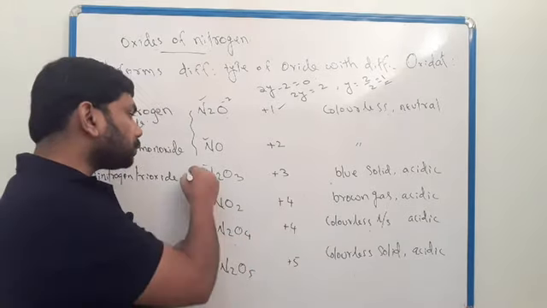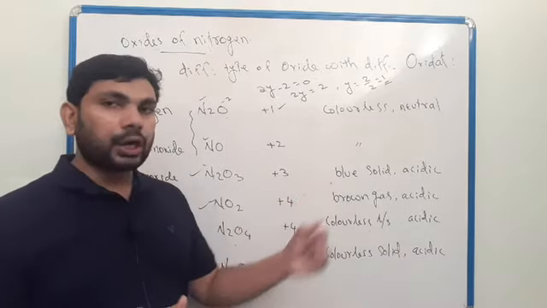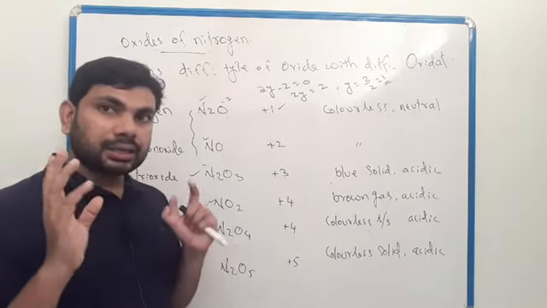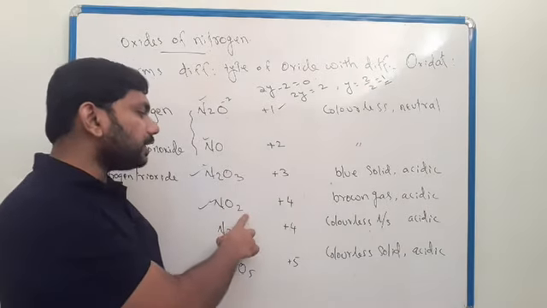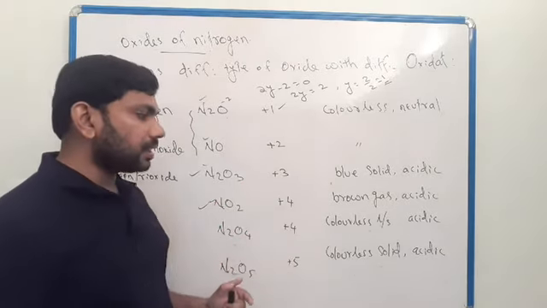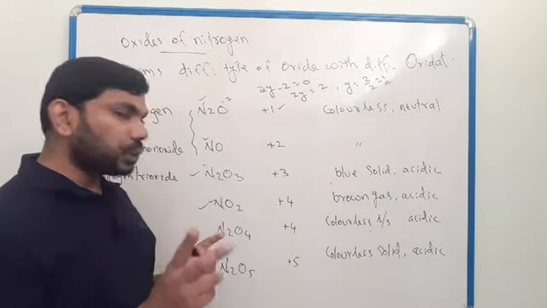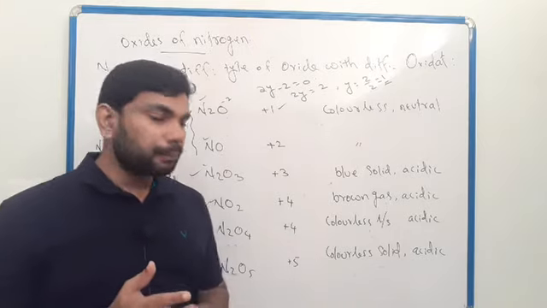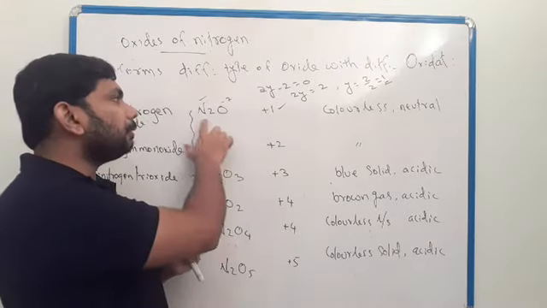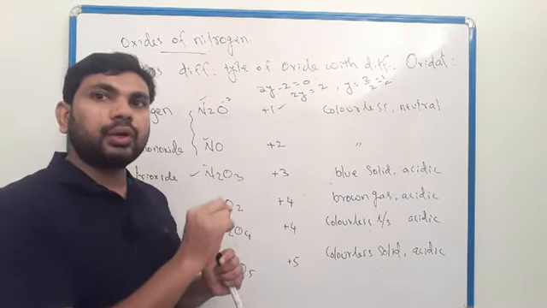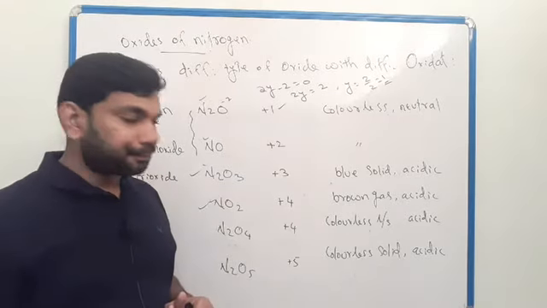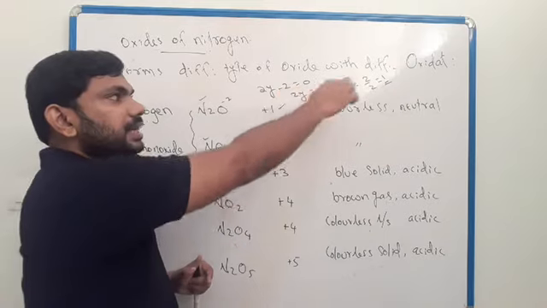Also, N2O3 is a blue solid and it is acidic. So we have two colored nitrogen oxides here. Nitrogen dioxide is a brown gas. N2O3 is a blue solid. The rest of them are colorless. So only two are colored: nitrogen dioxide is brown, N2O3 is blue, the rest are colorless. Also, I told you the oxides which contain one oxygen, N2O and NO, are neutral substances. The rest of them are acidic. And you can find their oxidation state this way.